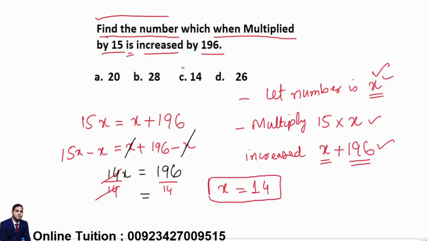The number is 14. The answer is C. C is the correct answer of this statement. So this is the answer. Whenever you are given this kind of statement, you can find the answer in this way: just break the statement into different parts, and after that apply mathematics and find the answer.